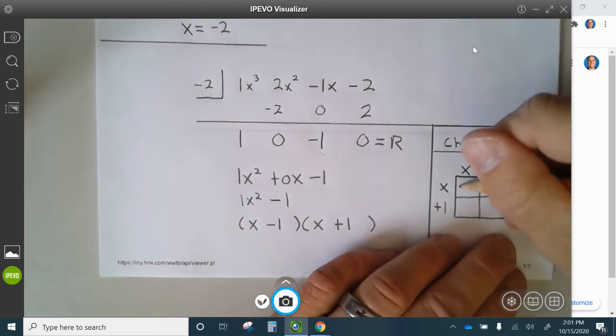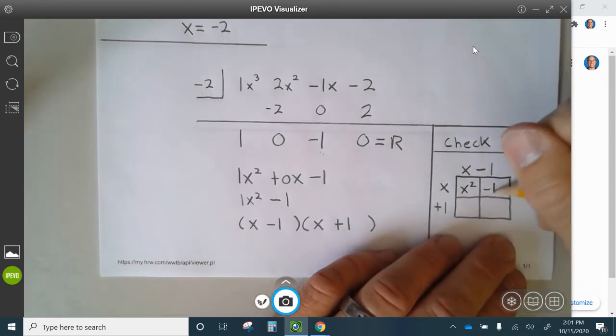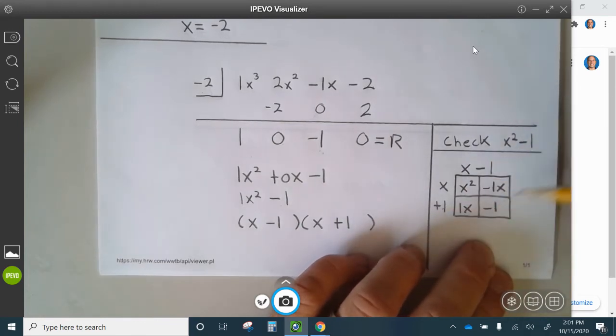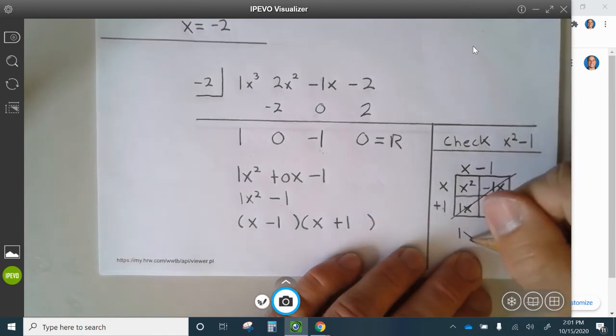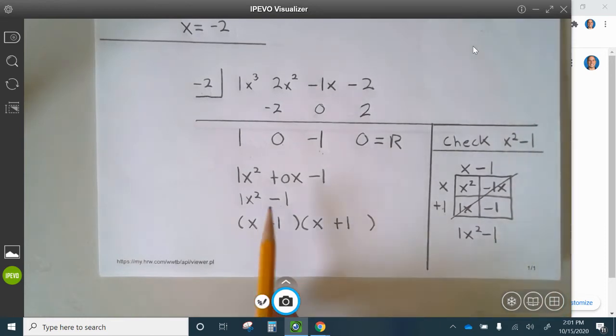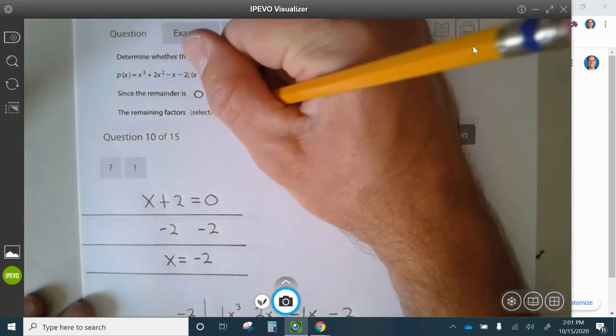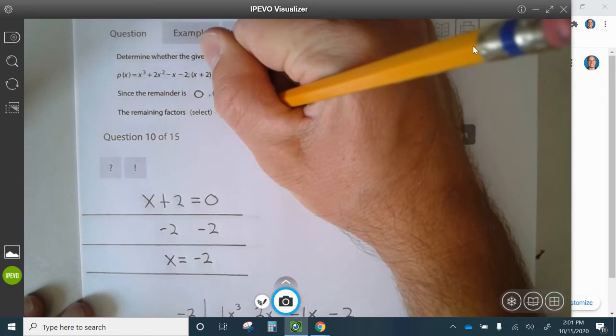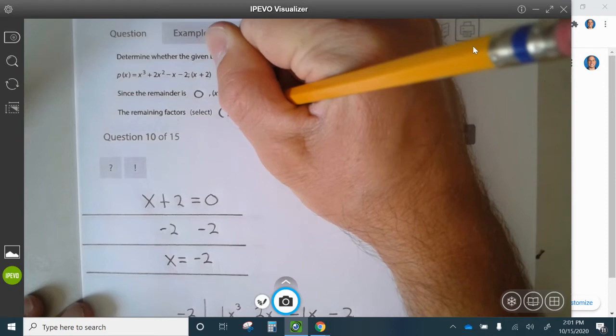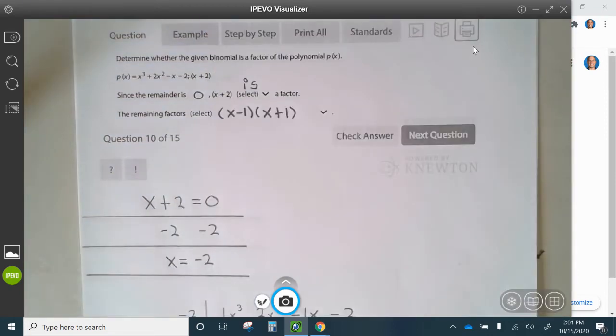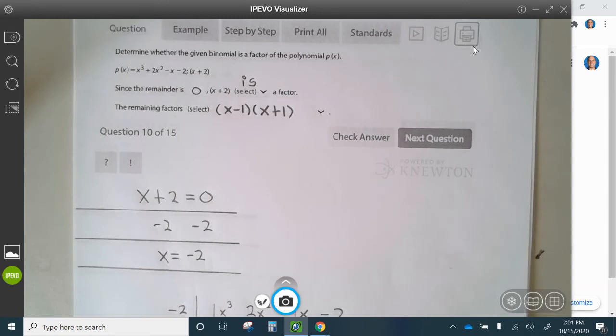So let's check. X times x is x squared. X times -1 is -1x. 1 times x is 1x. 1 times -1 is -1. Well, 1x minus 1x cancels, so you're left with 1x squared minus 1, which is that, so this factor is correct. Okay, so the remaining factors are x minus 1 times x plus 1. Okay, go ahead and finish up question number 10.